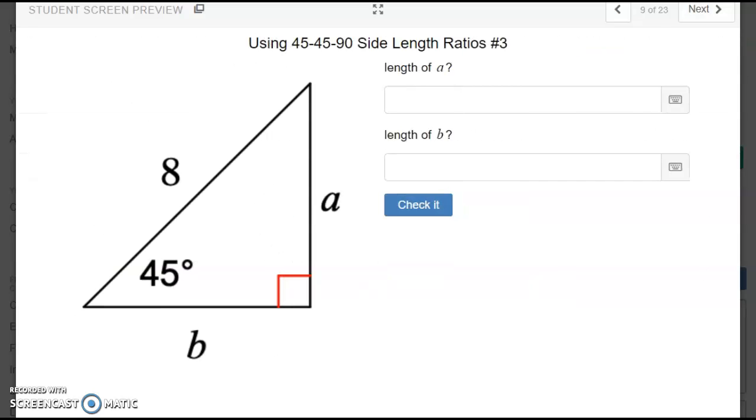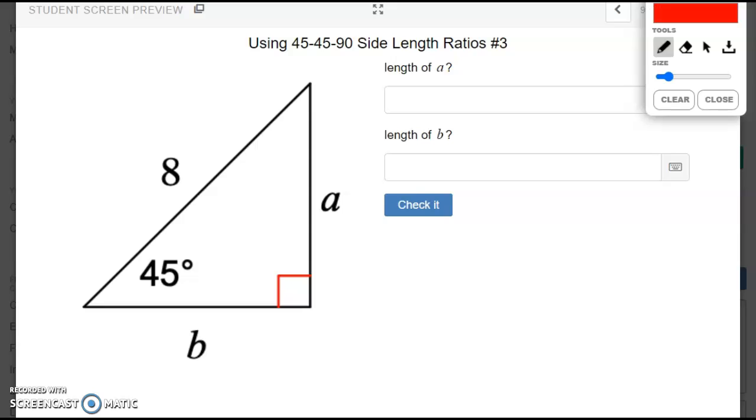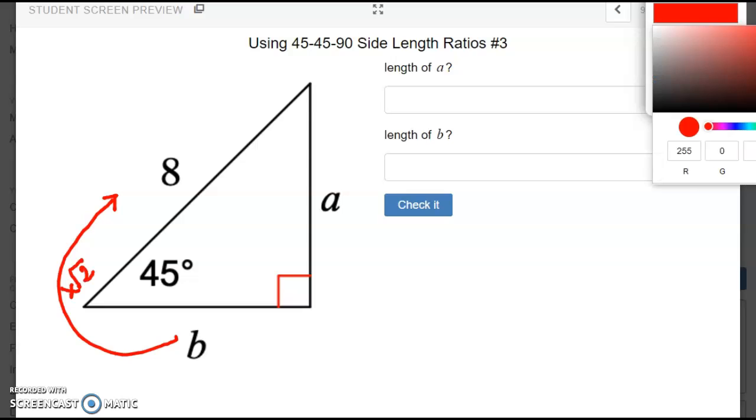Okay, what about number 9? This time we know that this is still a 45, 45, 90-degree triangle, but we know the hypotenuse. So remember, up to now, to get from the leg to the hypotenuse, we multiply by square root of 2. To go the opposite direction, from hypotenuse to the leg, we need to reverse, undo, multiply by square root of 2. The opposite of multiply by square root of 2 is divide by square root of 2.